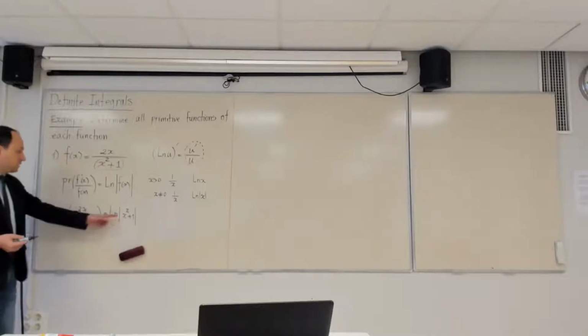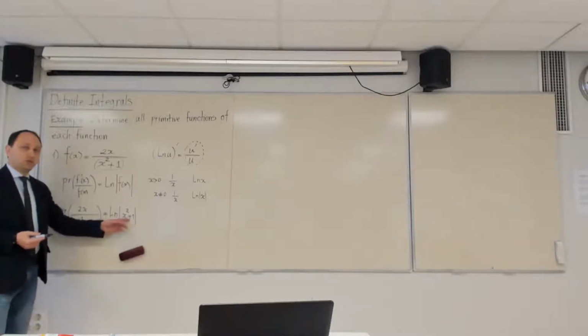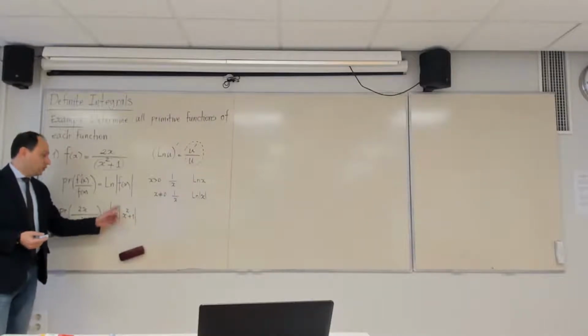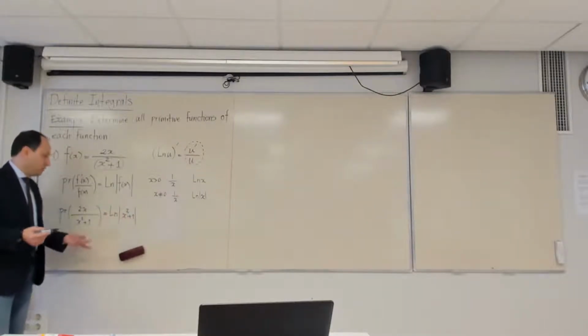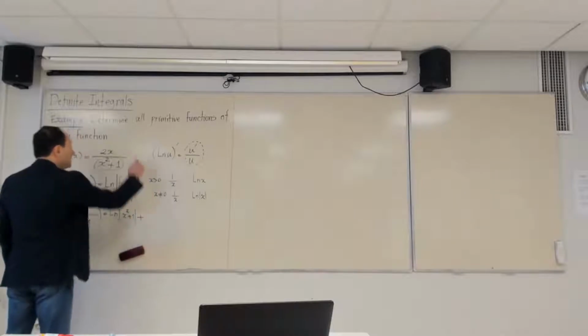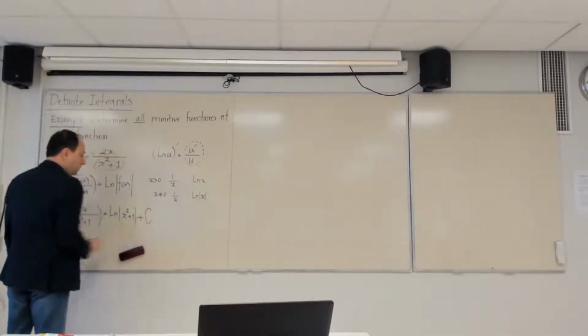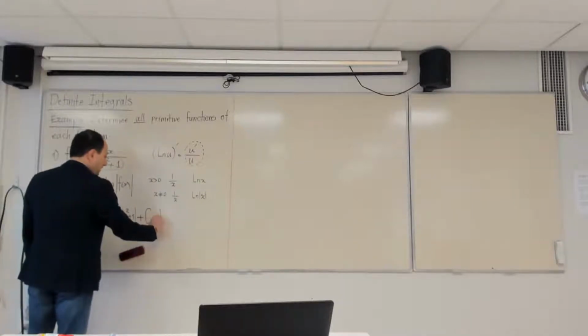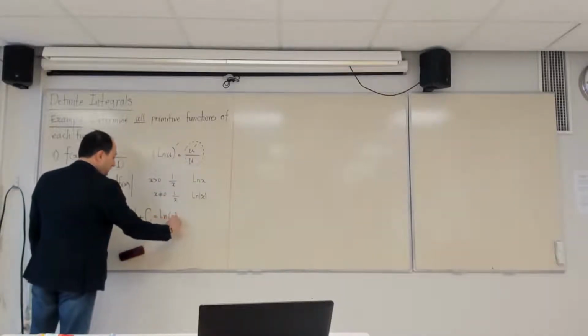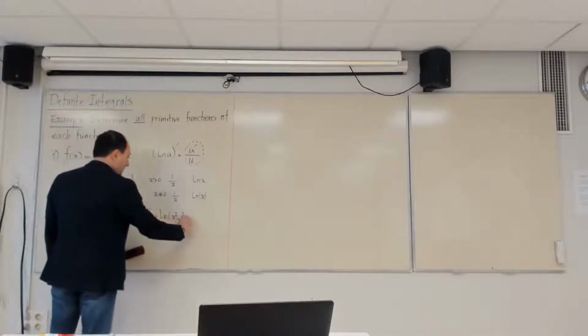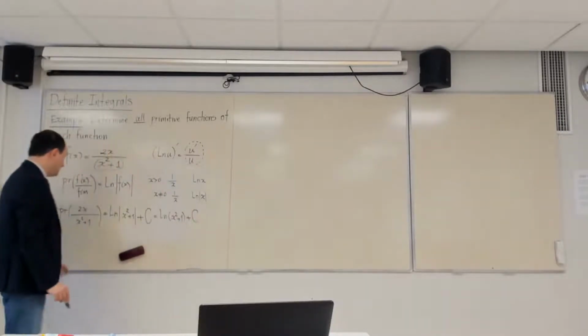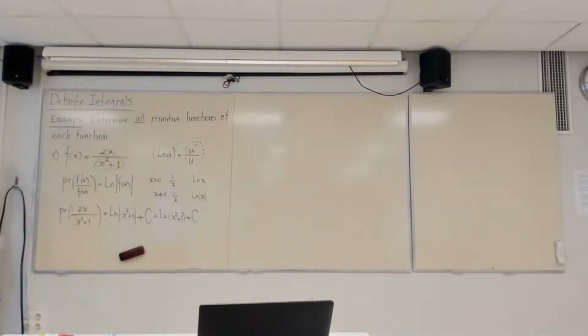Why? Because x squared is non-negative, plus 1 is always positive. If you don't need to emphasize that this should be positive, then, because all primitive functions are required, I have to put this constant, but I can simply remove the absolute value sign, because this is always positive, and that is the story.